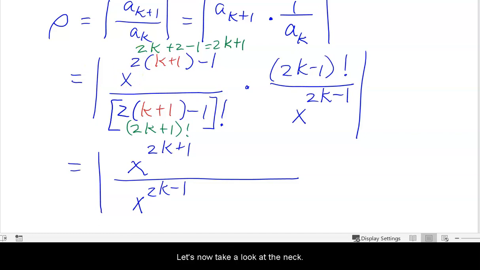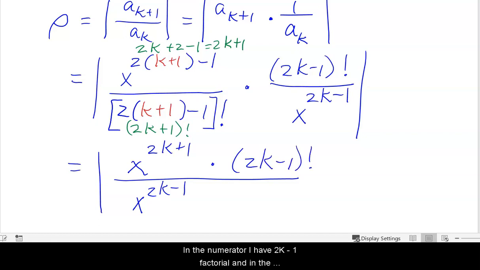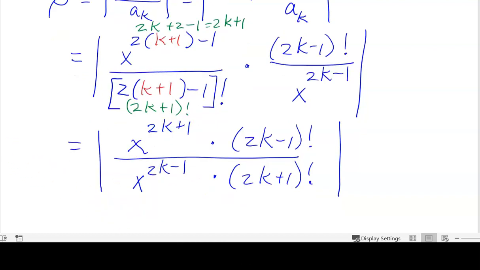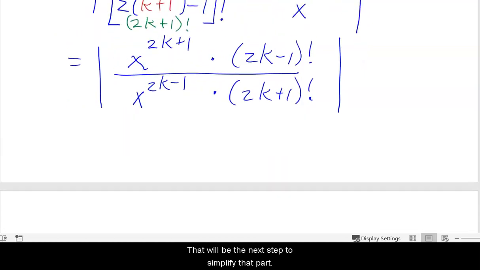Let's now take a look at the next part. We need to get the factorials directly over each other. So I'm going to write this as times, in the numerator, 2k minus 1 factorial, and in the denominator, 2k plus 1 factorial. There is a rule for exponents that says if the bases are the same, and ours are both x, then you subtract the powers, the numerator power minus the denominator power, when they're being divided. That will be the next step to simplify that part.